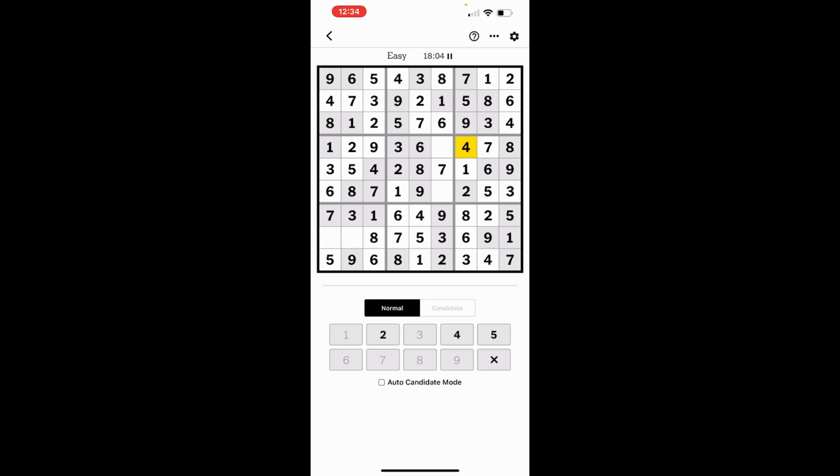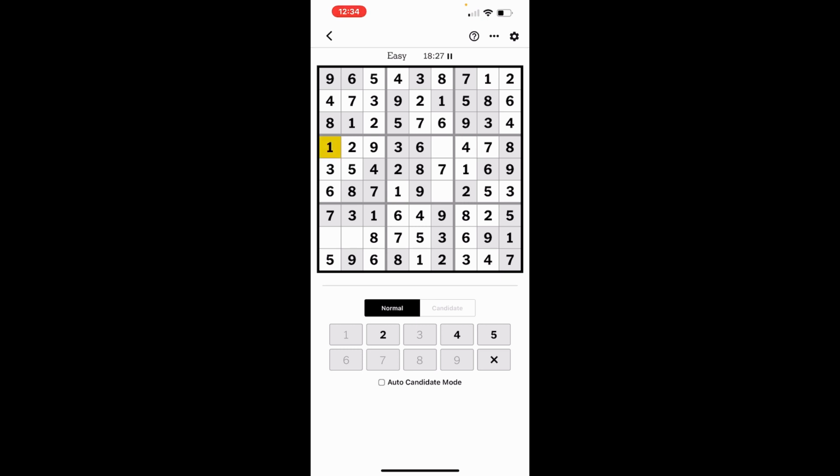And notice how when I put this 4 in, it's only 1 4 here, and it's only 1 in this direction, up, and down, and in the cube. Remember, just 1. The numbers only once per line, per row, per column, and per cube.